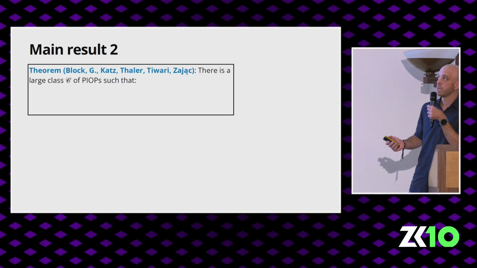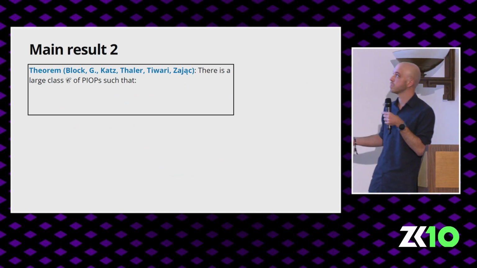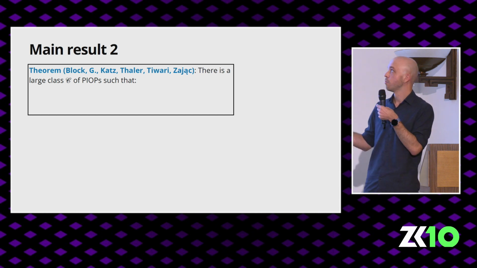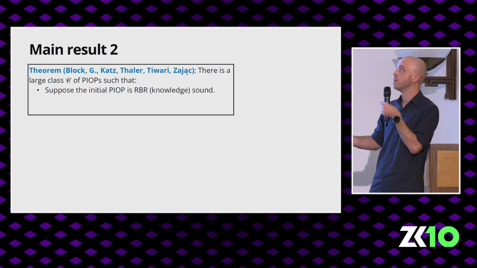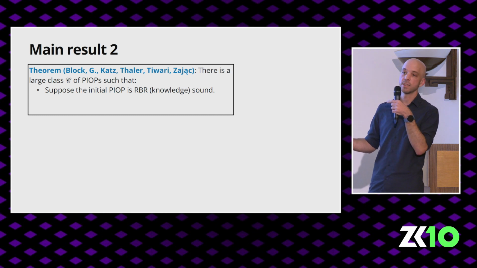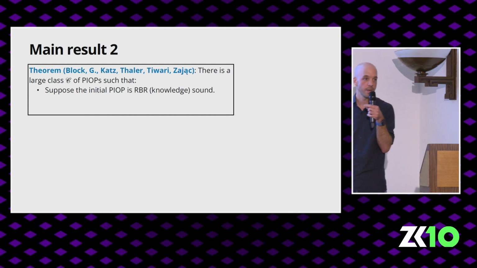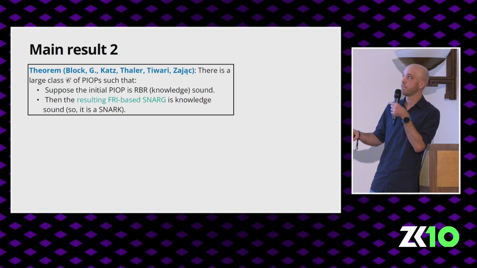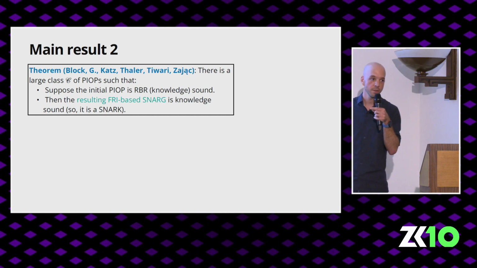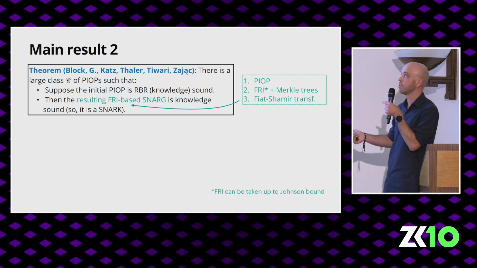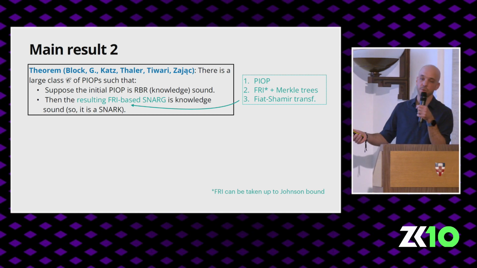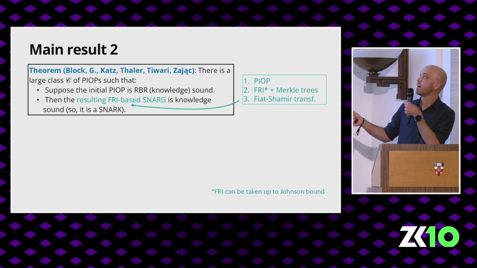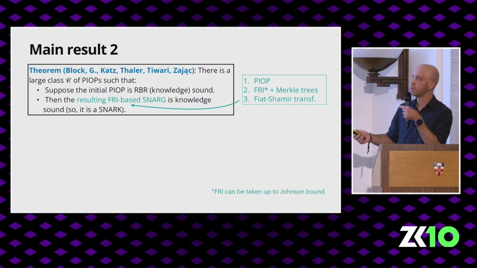So here is our main result. The main result of the talk is the following. We describe a large class of PIOPs with the following property. If you take a PIOP in this class and you prove that it is round-by-round sound or round-by-round knowledge sound, then the FRI-based SNARK that you obtain from it is sound or knowledge sound. So it's a SNARK with K.